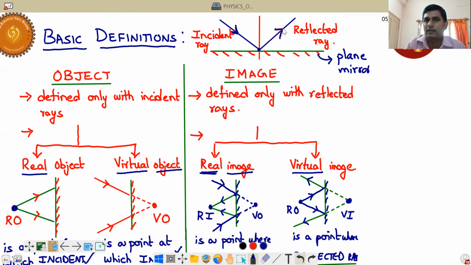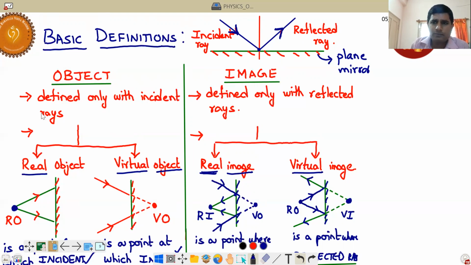This is called a reflected ray. Only the arrow makes the difference between incident ray and reflected ray. If the arrow is towards the mirror, that's called an incident ray. If the arrow is away from the mirror, that's called a reflected ray. So now our definition of object and image is entirely dependent on these two terms, incident ray and reflected ray.